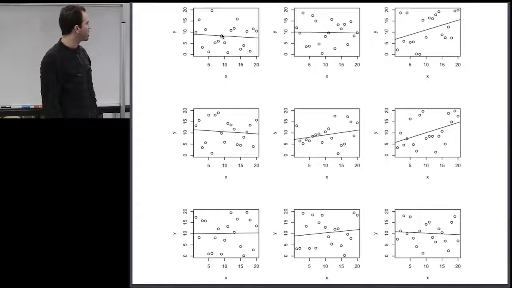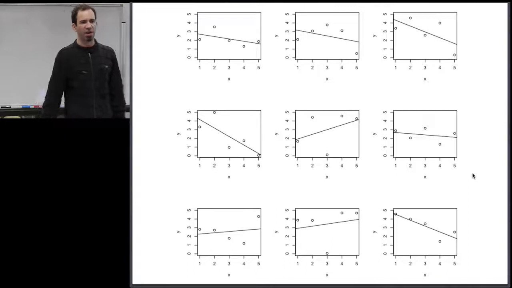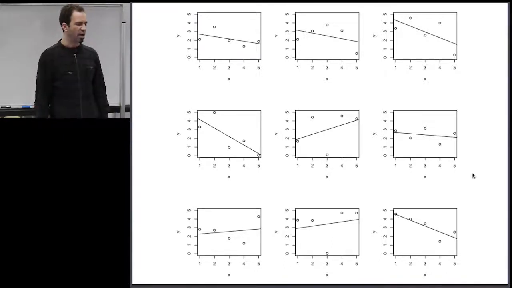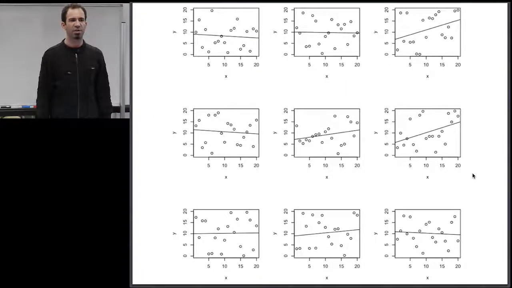Right? So here, if one of them had a really tight line, a really tight correlation, it would really stand out. Here, this is almost a perfect linear regression, but it's not really that different from the rest of them. So the more data you have, the easier it is to spot when something is due to randomness or due to chance. And this is a very general rule. In fact, there's something called the square root rule.